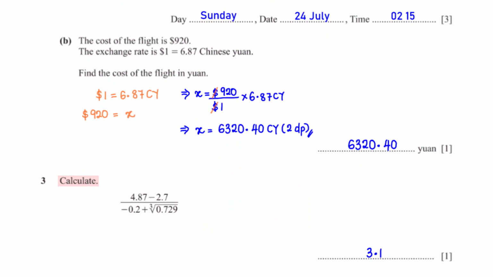Calculate 4.87 minus 2.7 over negative 0.2 plus cube root of 0.729. When we type this into the calculator, we get 3.1.